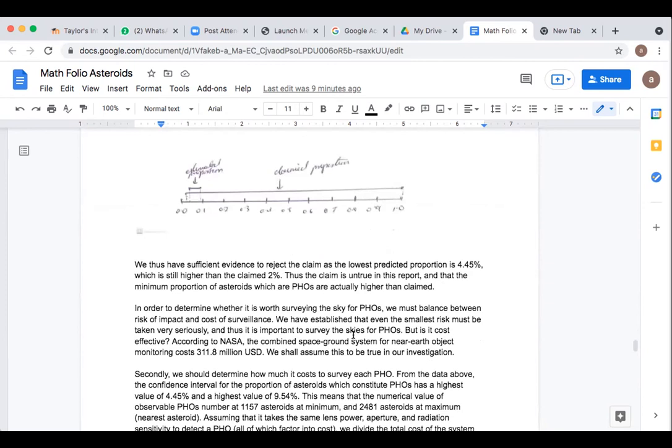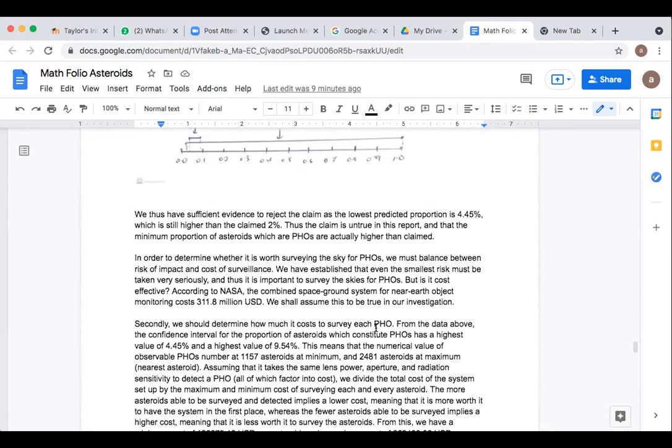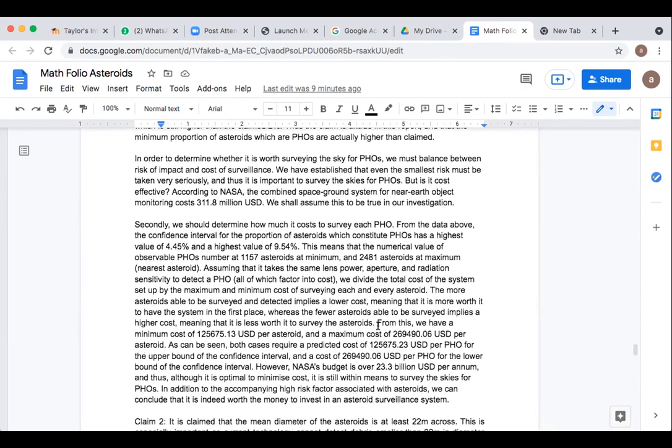based on the estimated proportion. Based on the estimated proportion, I calculated the maximum number of asteroids which are PHOs and the minimum number of asteroids which are PHOs. Following that, I predicted the costs needed to survey all the PHOs on both the upper bound and lower bound, and then compared it to the per annum budget of NASA, and say that although it is optimal to minimize costs, it is still within the means of NASA to survey the skies for PHOs.